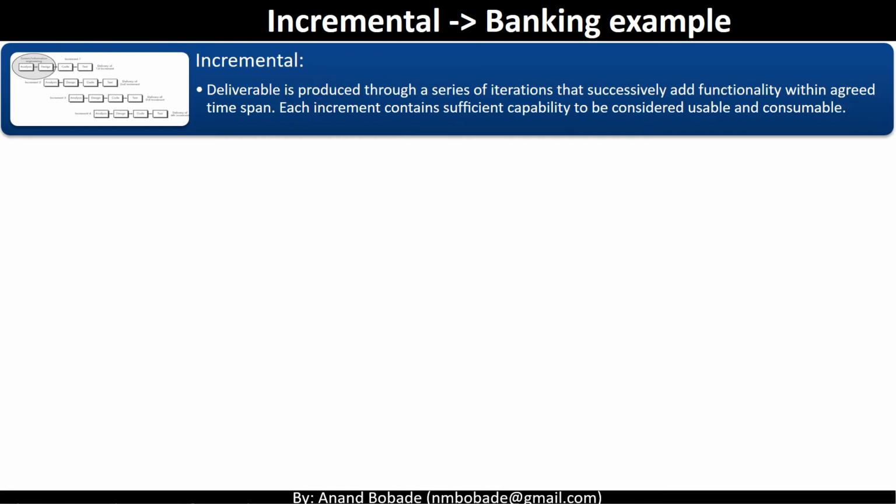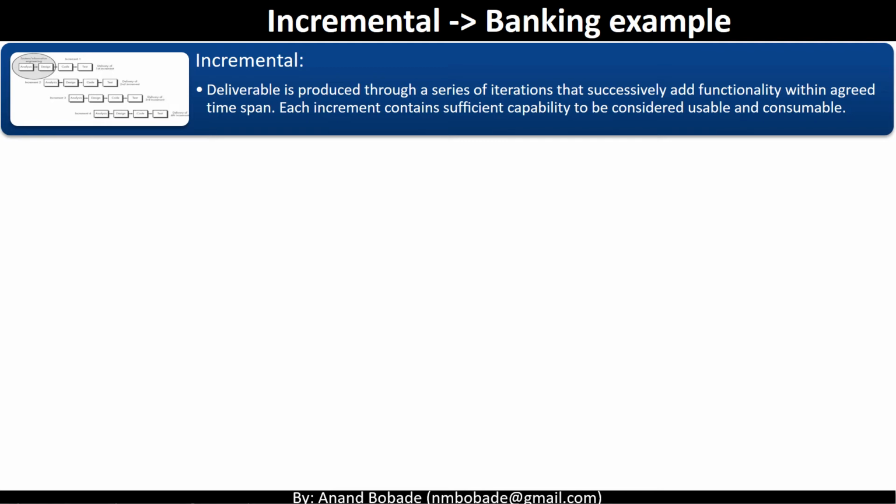Incremental life cycle. A project life cycle in which the deliverable is produced through a series of iterations that successively add functionality within a predetermined time span. Each increment contains sufficient capability to be considered usable. In simple words, it is like we need to develop 4 things, we develop them one by one instead of working on all of them in one go.